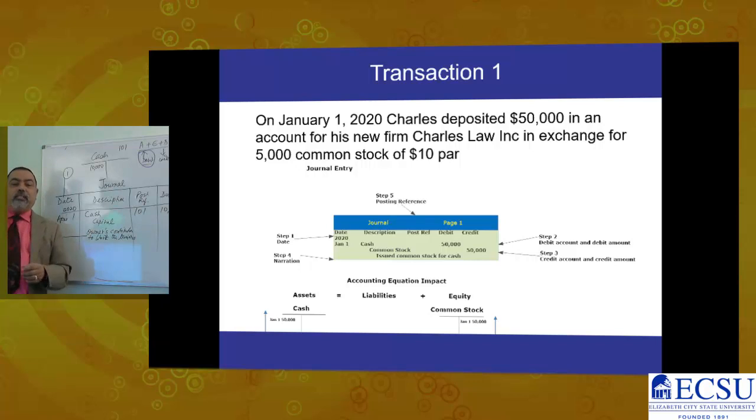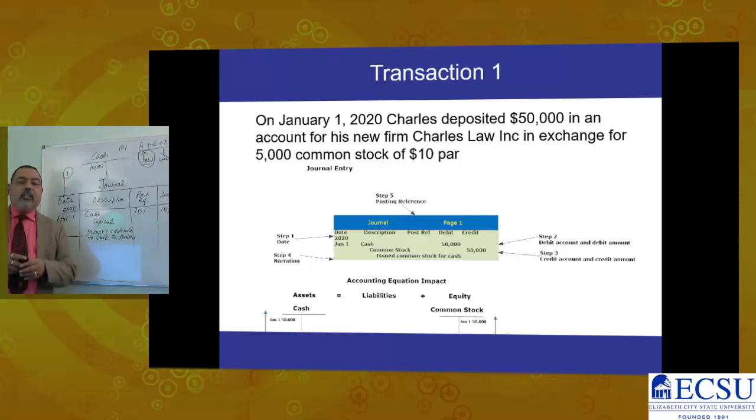So now you can see I have shown the several steps as well as the impact on the accounting equation. Step number 1 was this transaction happened on January 1st. So I write January 1st in the date column. Then step number 2, I debited the cash account with 50,000. So the debit account was cash and the debit amount was 50,000. Common stock was credited. So that's how we have done step number 3. Step number 4, you can see a short narration which says issued common stock for cash.